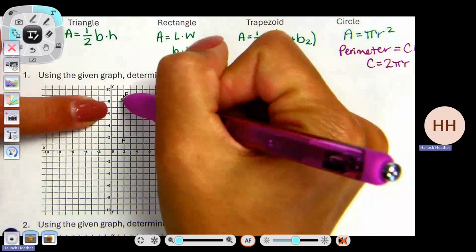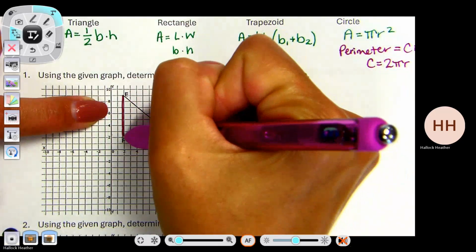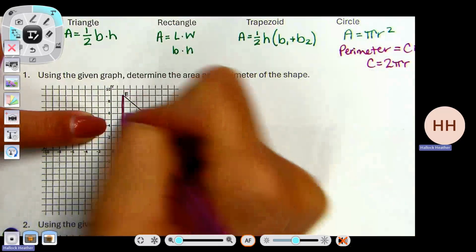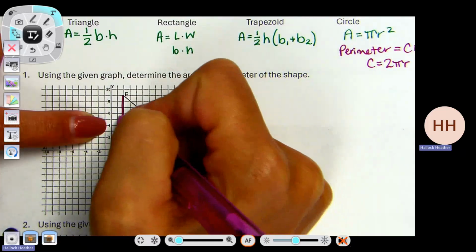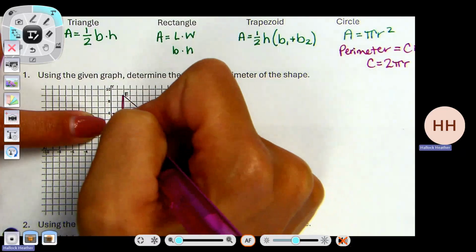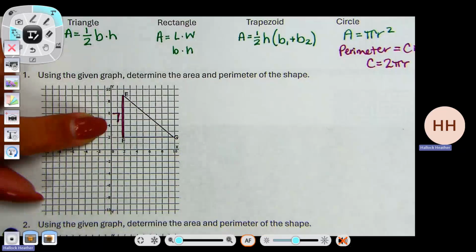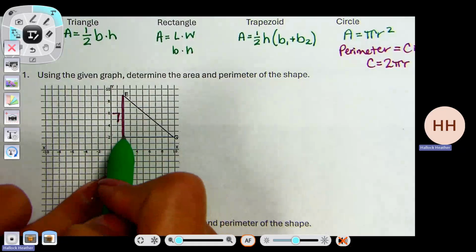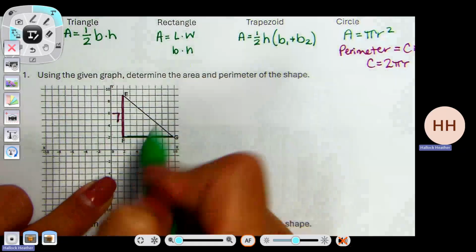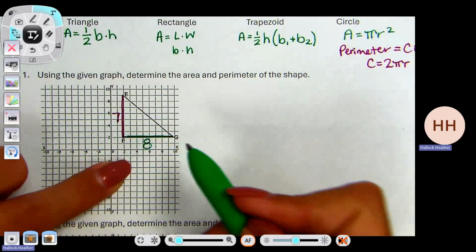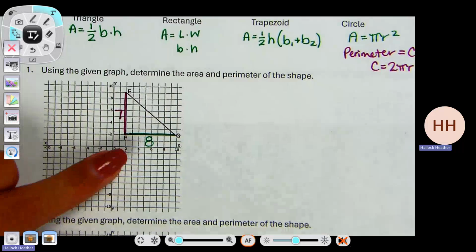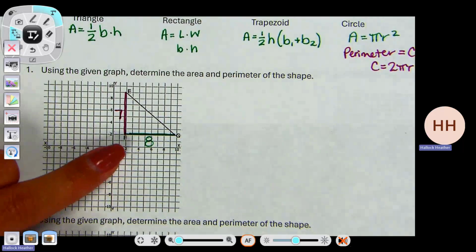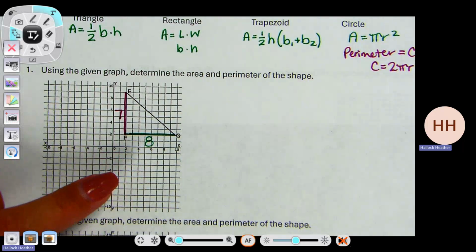So how much is the distance from E to F? 1, 2, 3, 4, 5, 6. No, it's 7. Okay. At the bottom, how much is from F to G? 8. Okay. Because those are straight lines, vertical and horizontal, you can just use your eyeballs and count them.